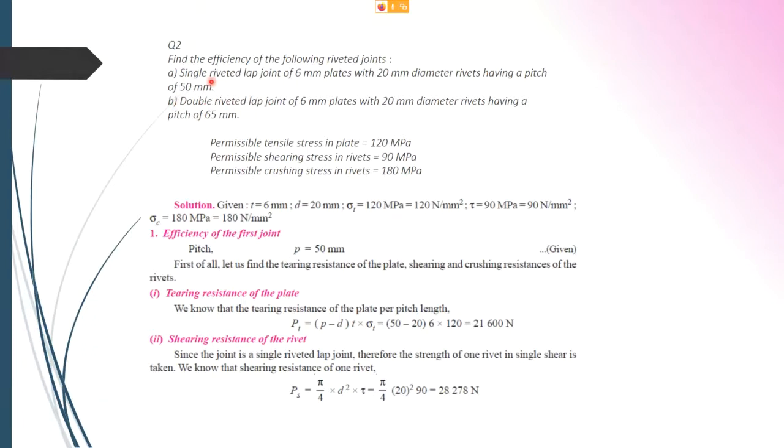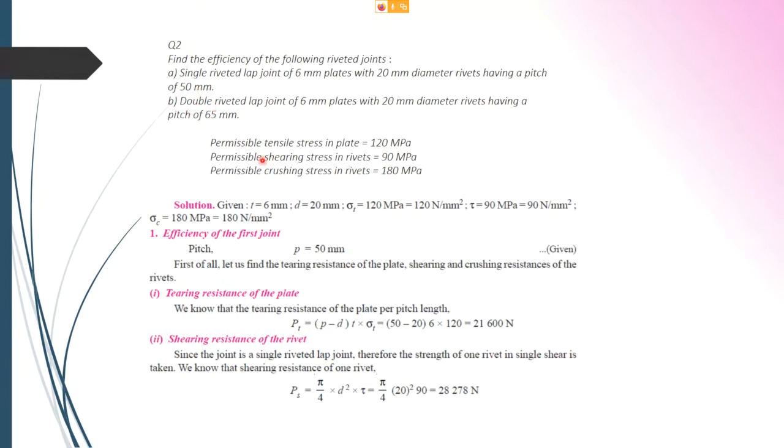The difference between a single riveted lap joint and a double riveted lap joint is N, the number of rivets. For single riveted, it must be multiplied by 1. For double riveted, it must be multiplied by 2. The thickness is 6 mm, the diameter is also the same, 20 mm. The only difference between part A and part B is that the first is a single rivet and part B is a double rivet. The pitch for part 1 is 50 mm, and for part 2 it is 65 mm.